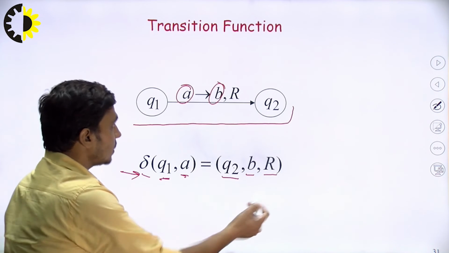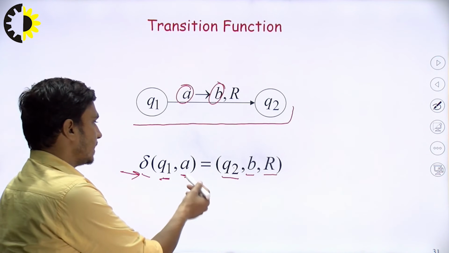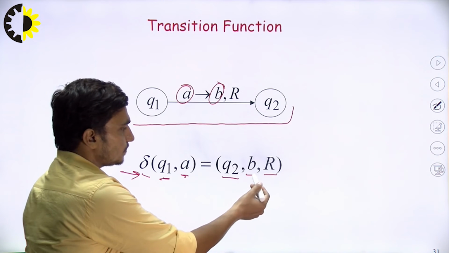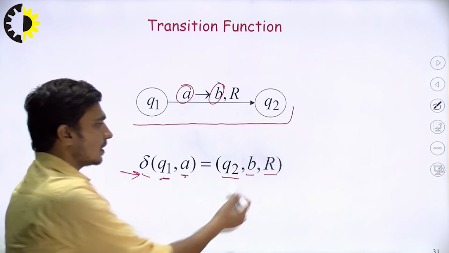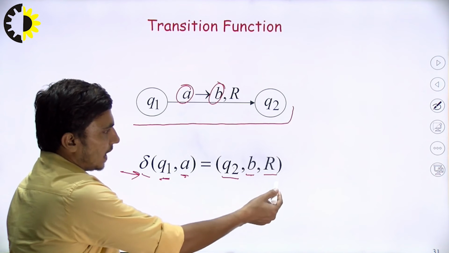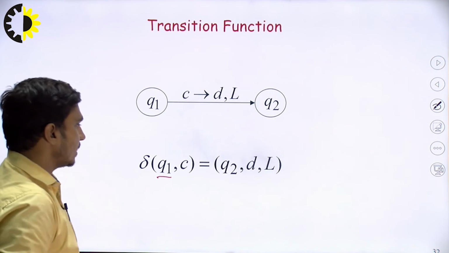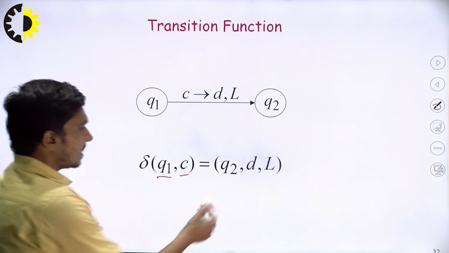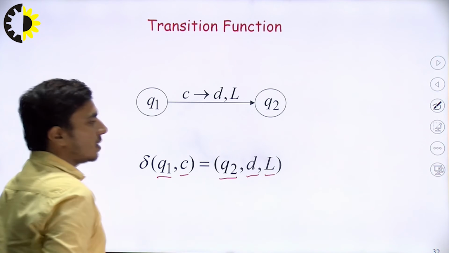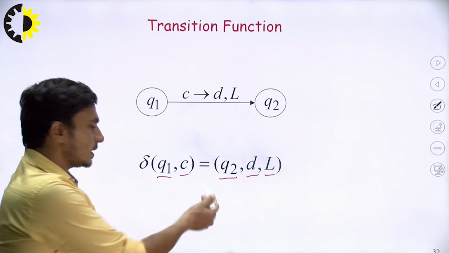So in general, a transition rule can be defined as delta, then the state, then the input symbol read, equals the next state, comma, the symbol we are writing, comma, the direction we are choosing to move further, which will be R or L. So in this transition, we are at state Q1, reading the symbol C, and we are reaching state Q2, writing the symbol D, and then moving towards the left side. This is how we can represent a transition rule in the form of the delta function.